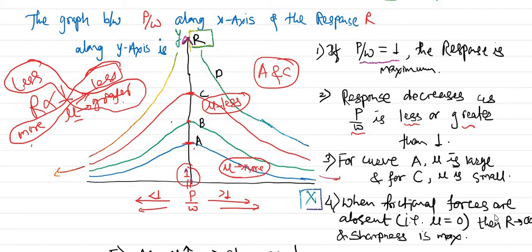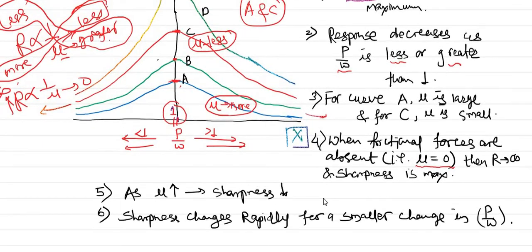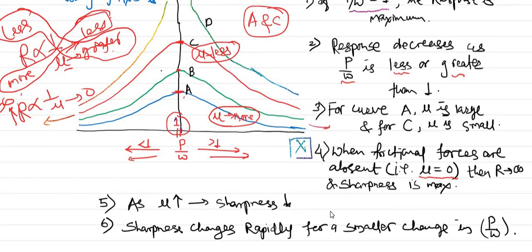Now when the frictional forces are absent, that means when we say mu is equal to 0, obviously because R is inversely proportional to mu and mu is tending to 0, this R will tend to infinity. We will have the maximum sharpness at that particular condition when mu is equal to 0. And as mu increases, R is inversely proportional to mu, so R decreases.